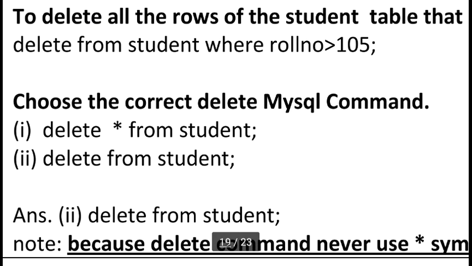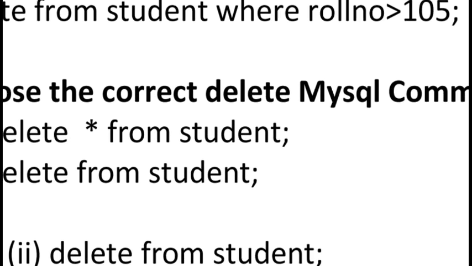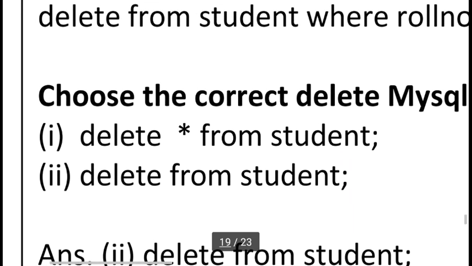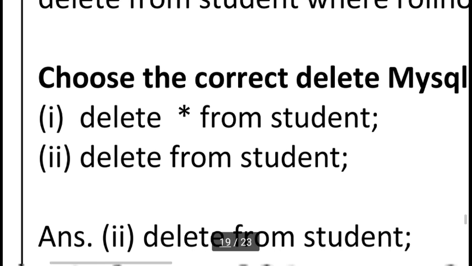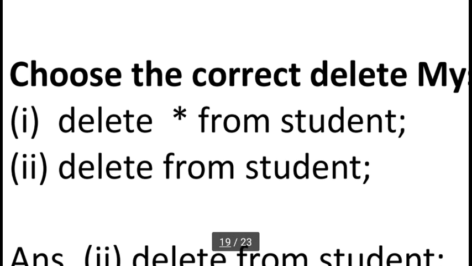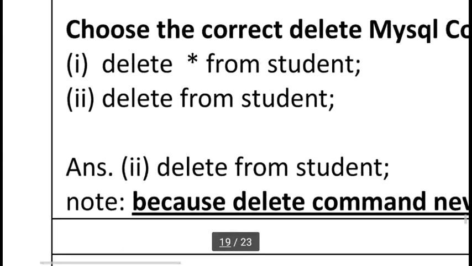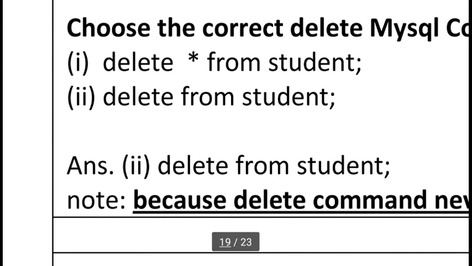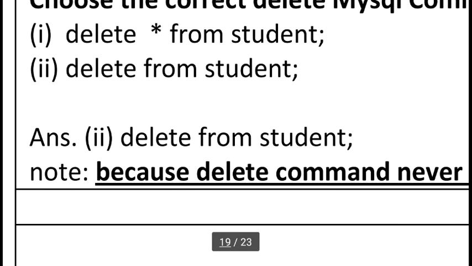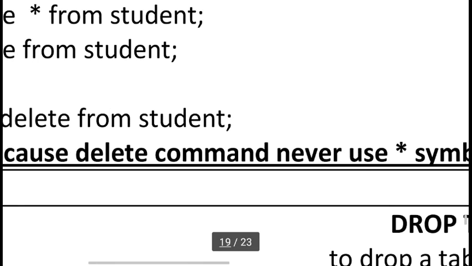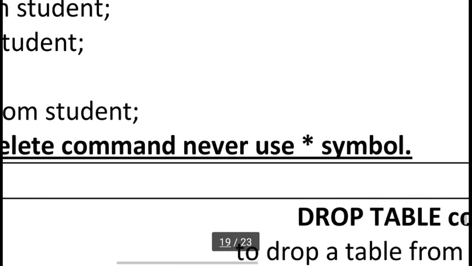Choose the correct delete command. This example is very important. You should always keep in mind, in the delete command we never use star. So what is the correct command, first or second? The second command is right, because in the delete command we never use star. In the select command we use star to show all the columns. So delete from student is the right command, because the delete command never uses the asterisk symbol.